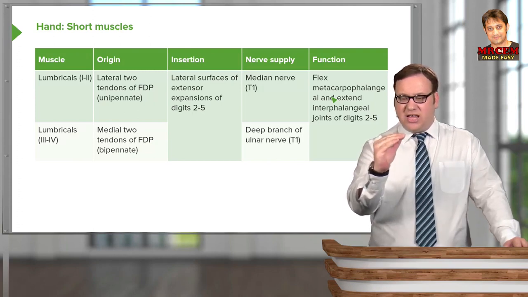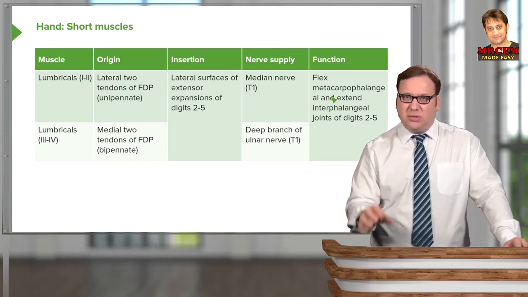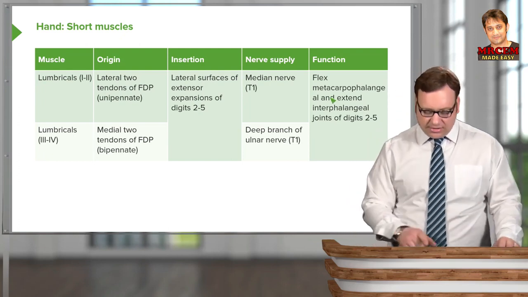And this position here is important if you're holding a pencil, if you're about to write. So these muscles are important for the digits to assume complex positions.